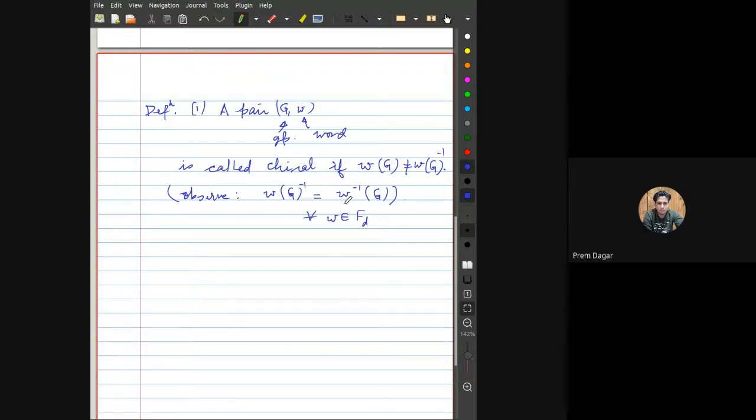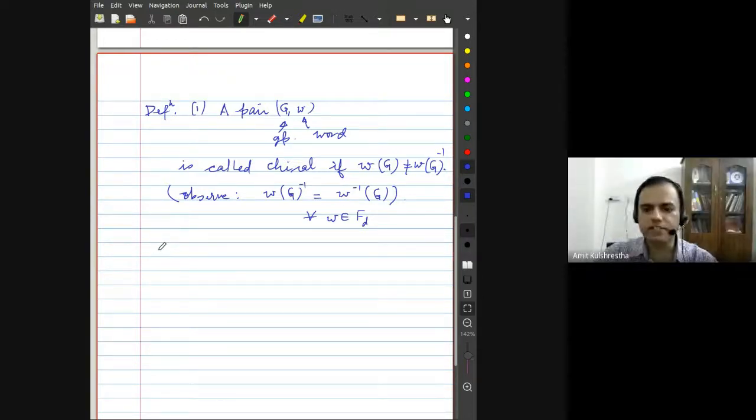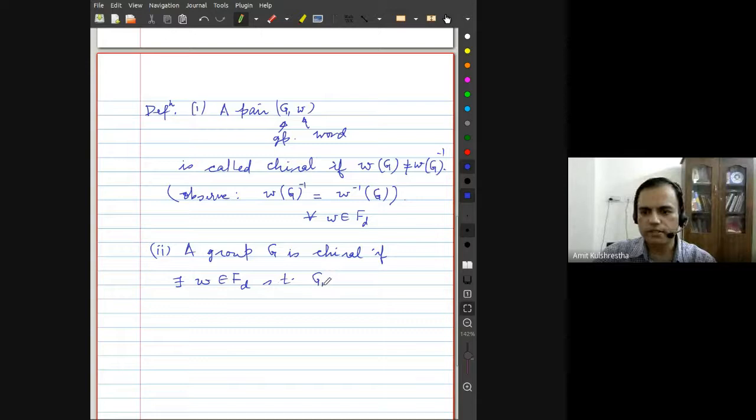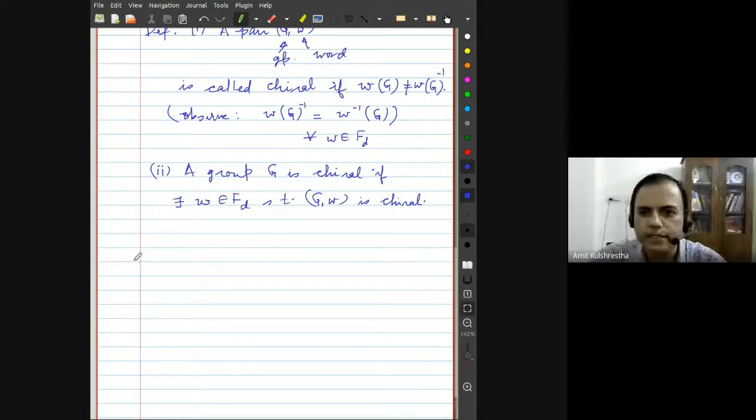Yes, sir. Okay. And then this definition allows me to define what a chiral group is. Group G is chiral if there exists a word, some word in some number of variables, which participates in the chiral pair. So if the pair (G, w) is chiral. So even if one word exists, you say that your group is chiral. And just to make our language smooth, there's a definition, I like this word, which is witness of chirality.